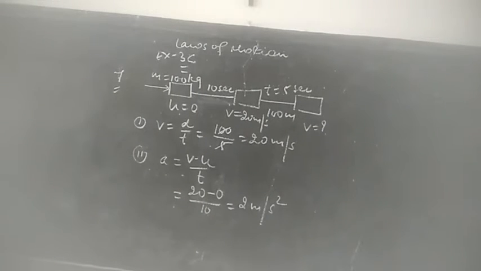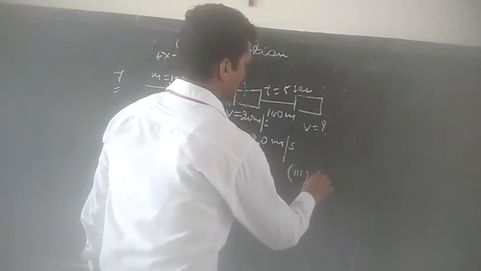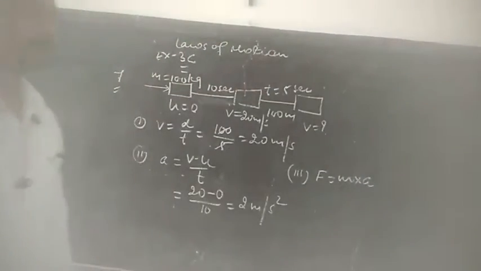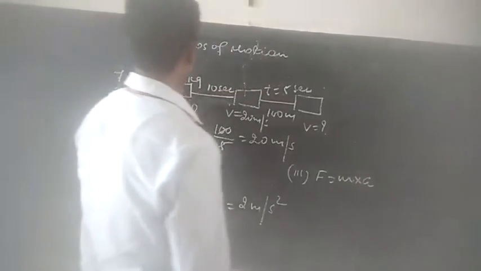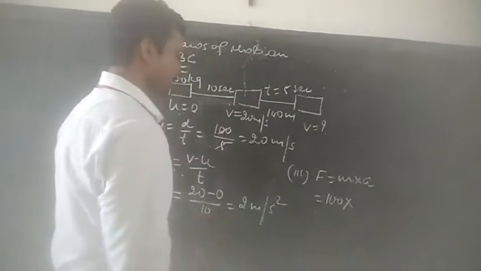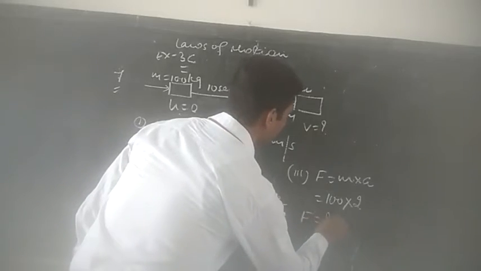And third is the magnitude of force. Force is equal to mass into acceleration, where mass is already there, which is 100 kilogram. Acceleration is 2, which is equal to 200 Newton.